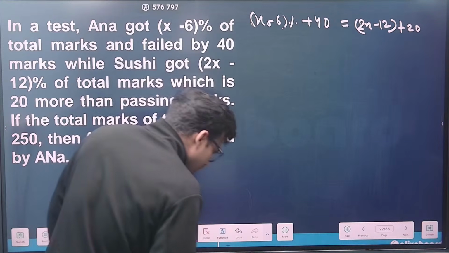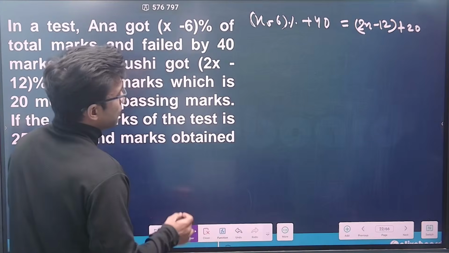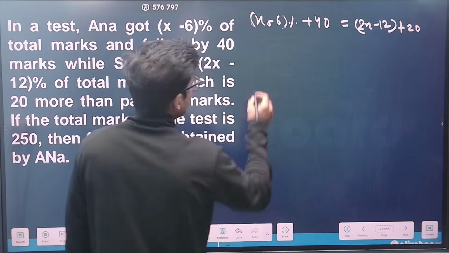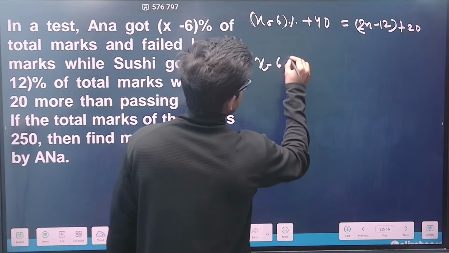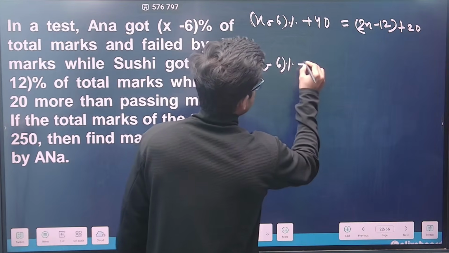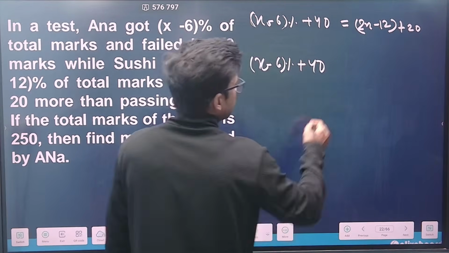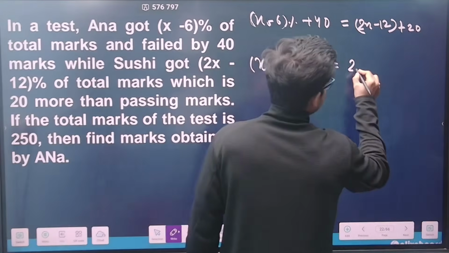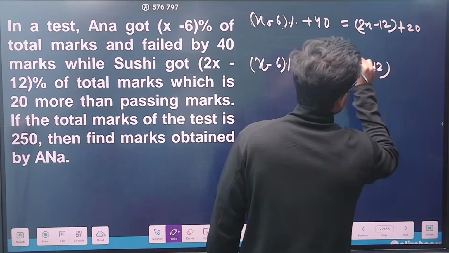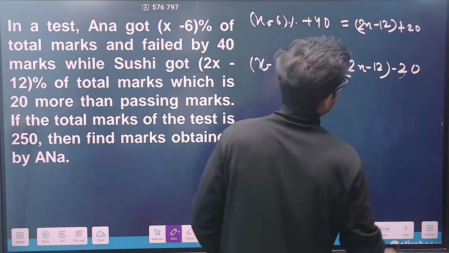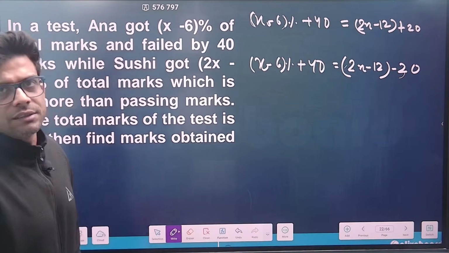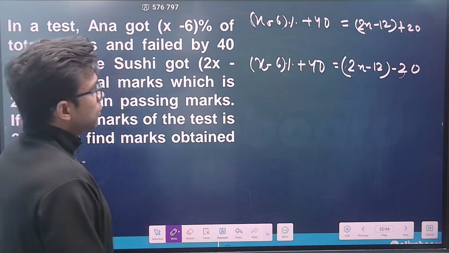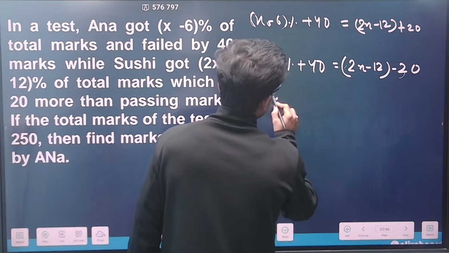you need to understand that we need to equate both the equations. So how can I equate? x minus 6% plus 40 is the passing marks, but Sushi got 20 more than the passing marks. So if I say 2x minus 12, and subtract 20, then this is the passing marks of Sushi, isn't it? I hope you are getting my point, everyone. Correct. So now 40 and 60, this is like 60.